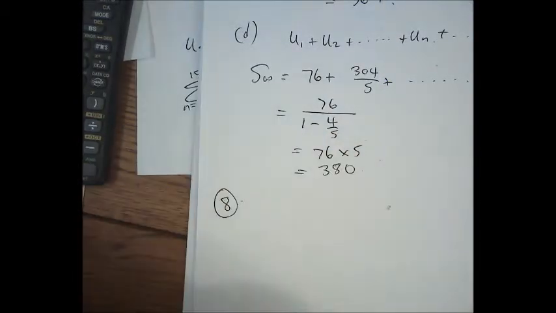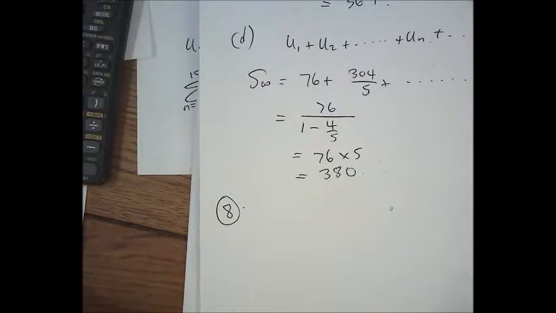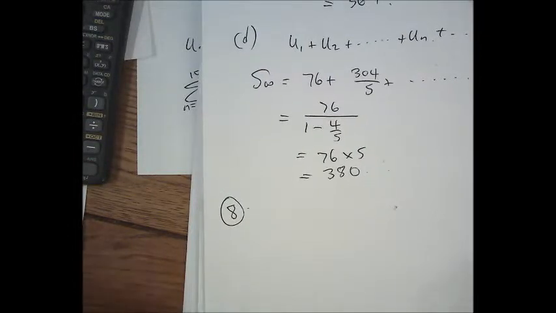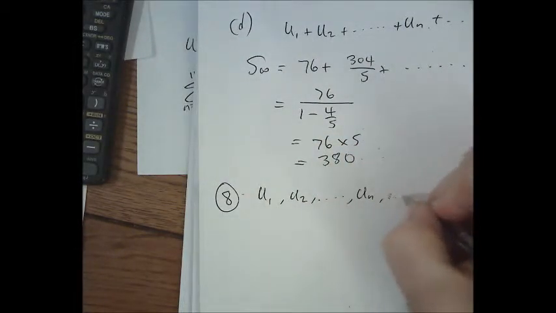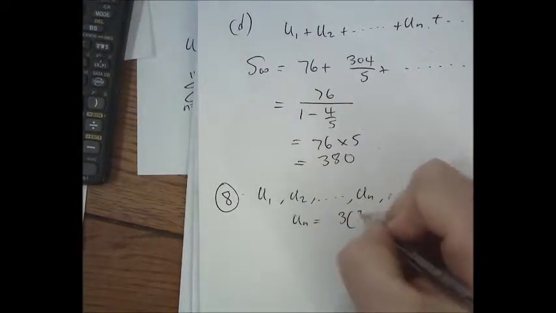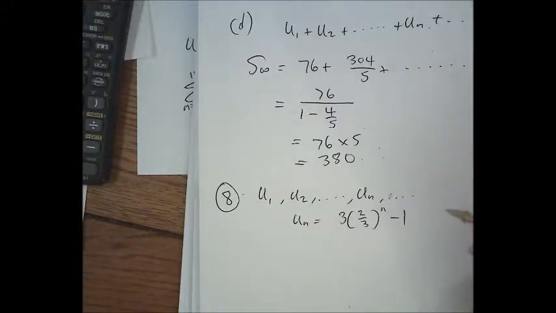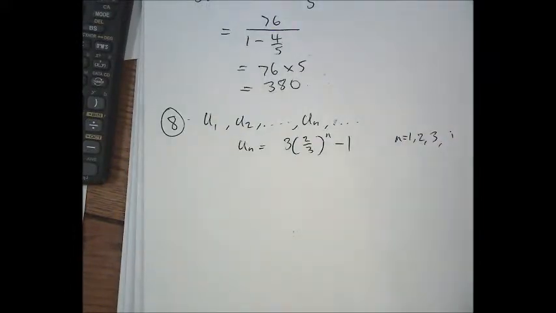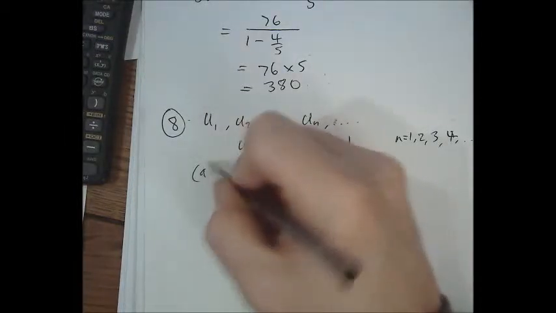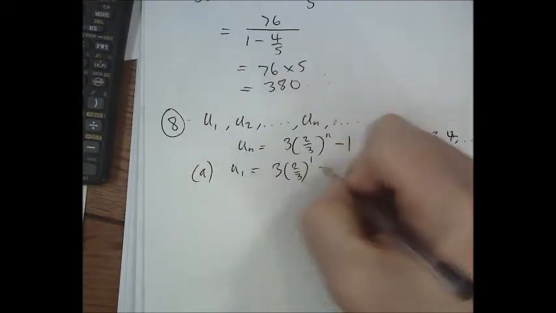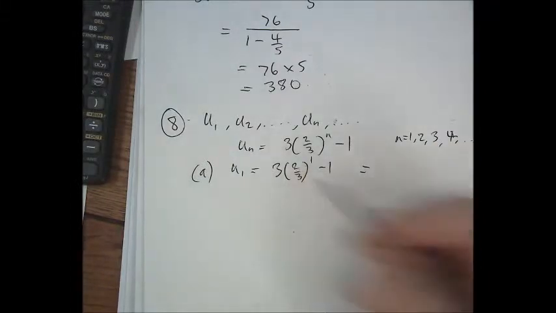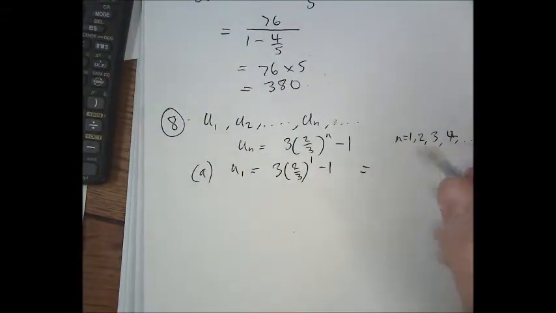Question 8. Okay, so we've got this sequence of numbers. We've got a formula for it, where n is a positive integer, etc. We've got to find, part A is to find the values of u1, which is 3 times 2/3, which is 2 minus 1, so that's 1.